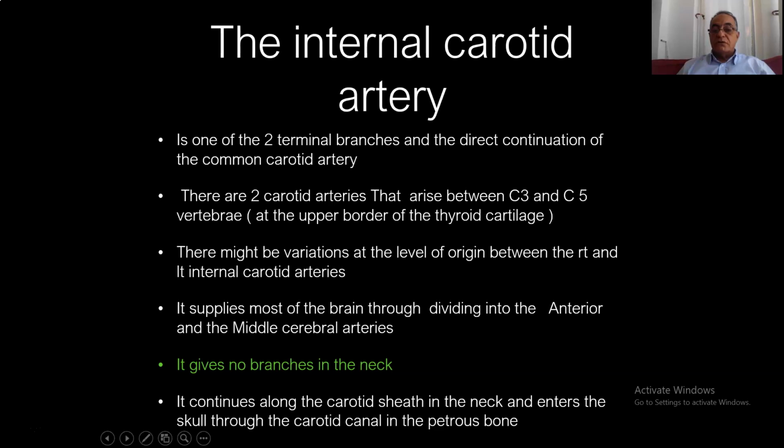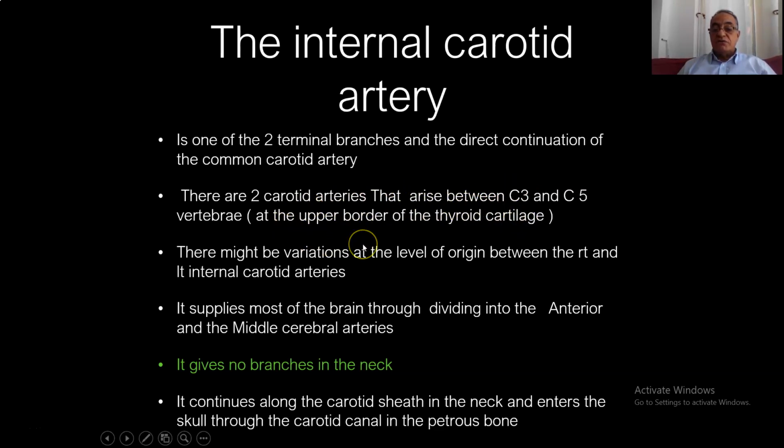The internal carotid artery is one of the two terminal branches and a direct continuation of the common carotid. The common carotid divides into internal carotid and external carotid arteries. We have two common carotid arteries that divide between C3 and C5, so the origin of the internal carotid artery is between C3 and C5, usually at the upper border of the thyroid cartilage.